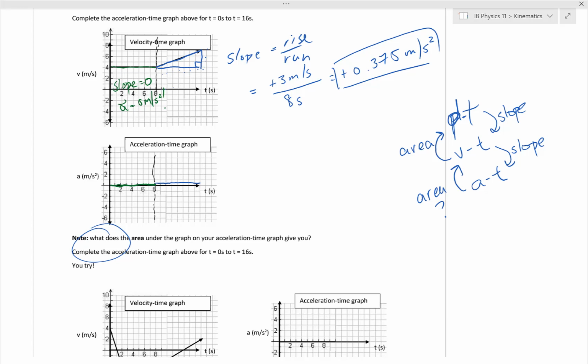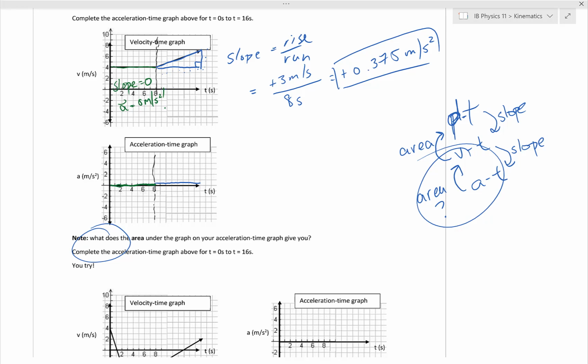Now here is where I want to talk about the area underneath your acceleration time graph, and what does it actually give you? If you said here, or if you thought it gives us velocity, I'm going to tell you, we need to be more specific than just velocity, and this is why it is. Let's do a quick analysis here.